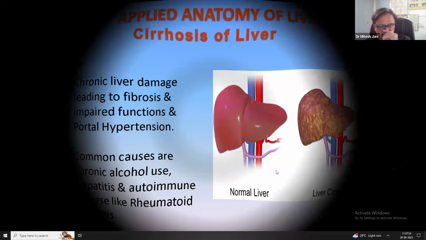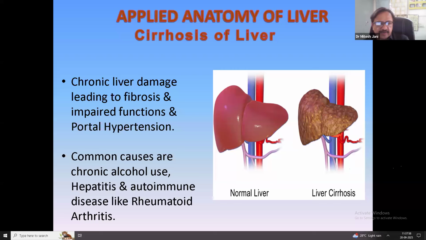This is the cirrhosis of the liver, chronic liver damage leading to fibrosis and impaired function and a nodular consistency. Not only alcohol is the cause of cirrhosis of the liver, but cirrhosis may also develop from other conditions like autoimmune diseases and the late stage of hepatitis. Autoimmune diseases include rheumatoid arthritis and others.